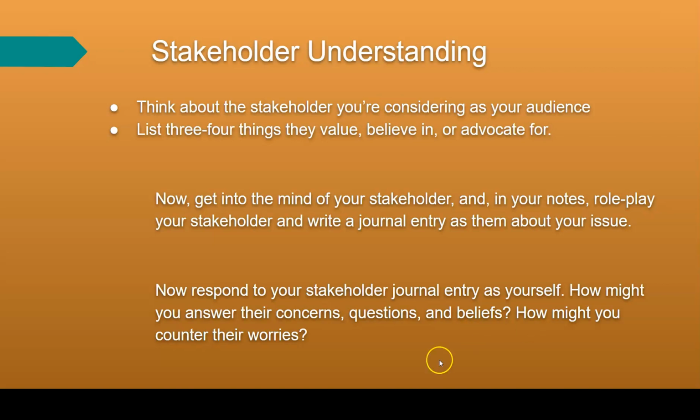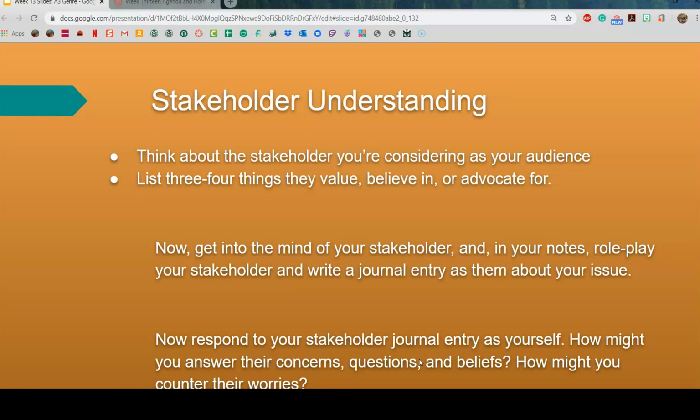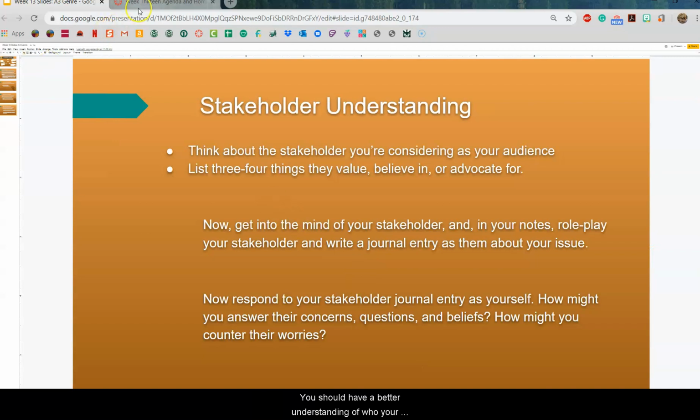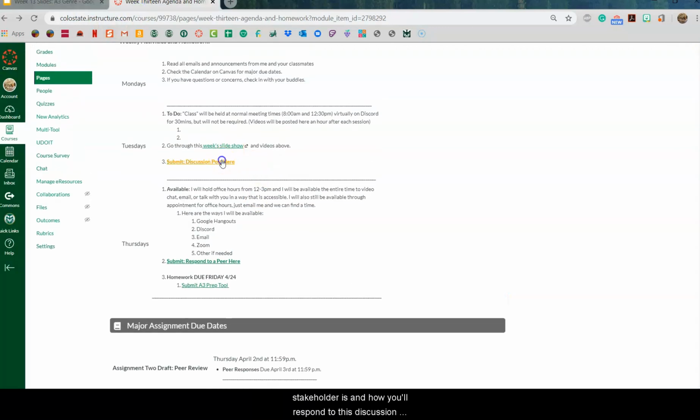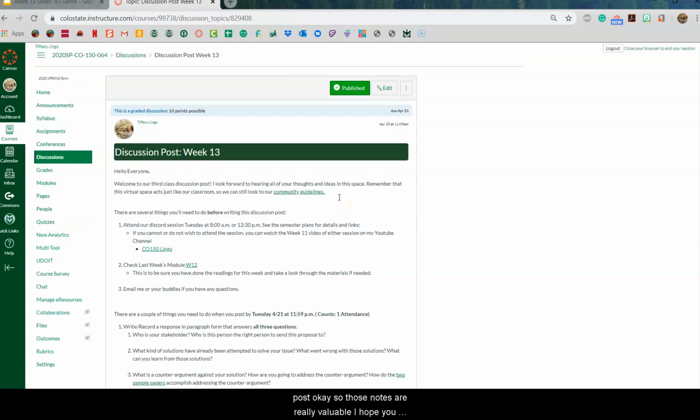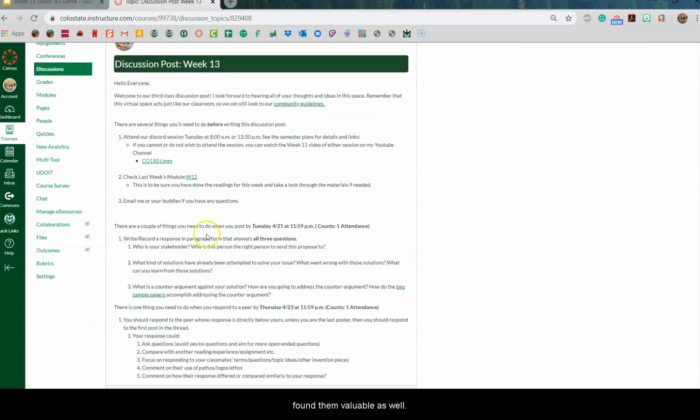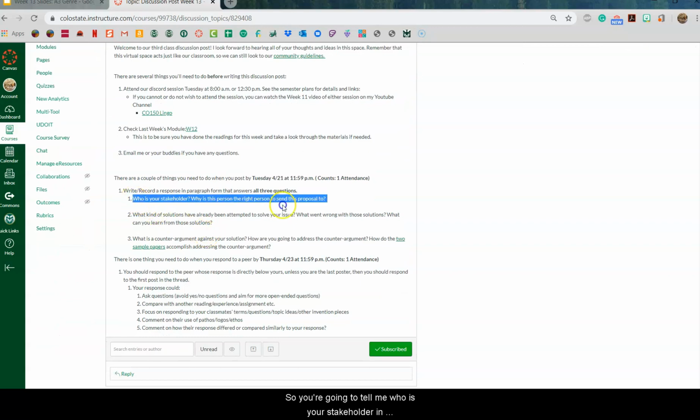All right. Now that you've done that, you should have a better understanding of who your stakeholder is and how you'll respond to this discussion post, okay? So those notes are really valuable. I hope you found them valuable as well. Okay, so you're going to tell me who is your stakeholder in this discussion post this week. Who is that person and why are they the right person to send this proposal to?